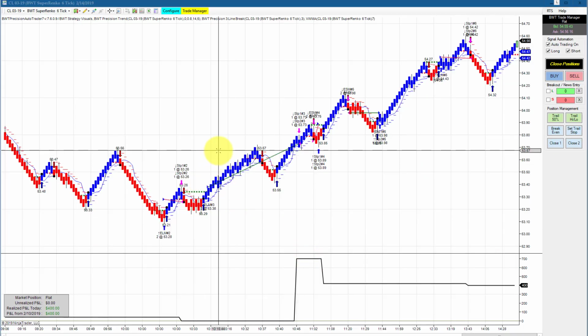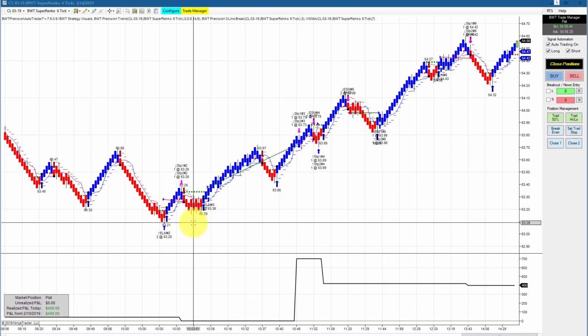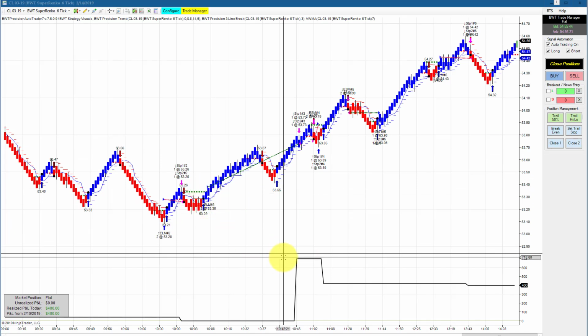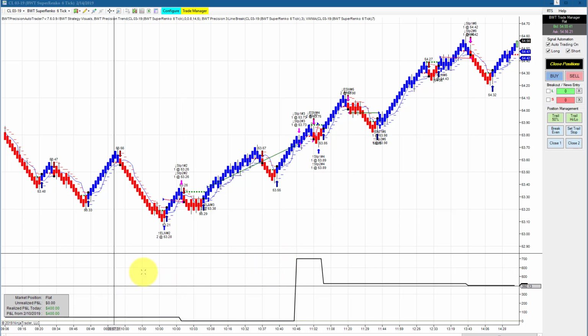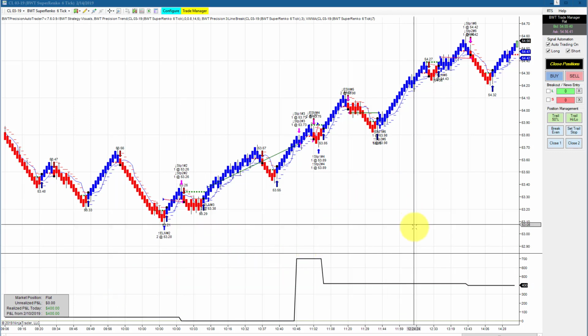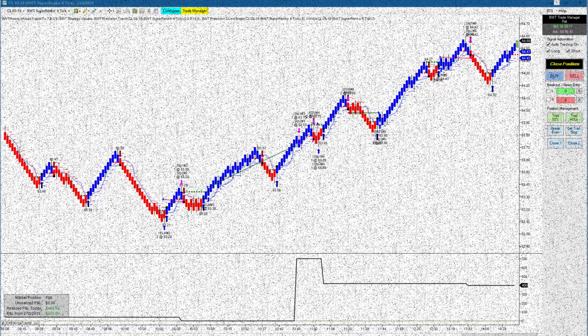Okay, the 6-tick Super Renko on the crude oil, using our line break logic, had an equity high here of about 700 and finished the day at 400. That's all for today's video.